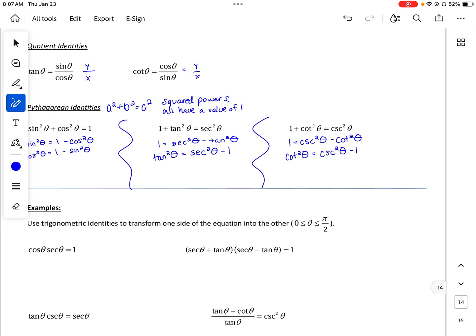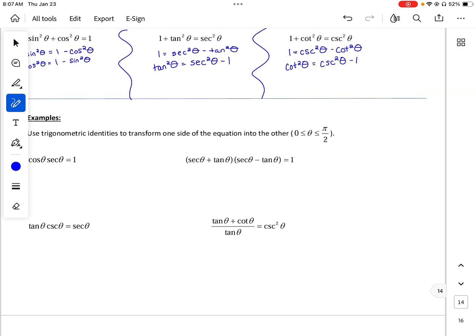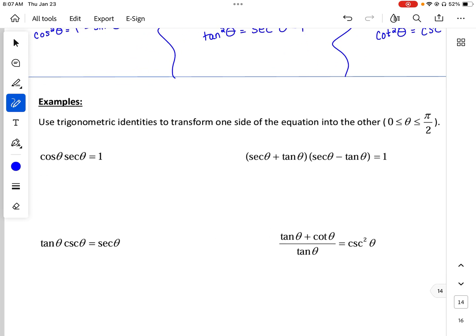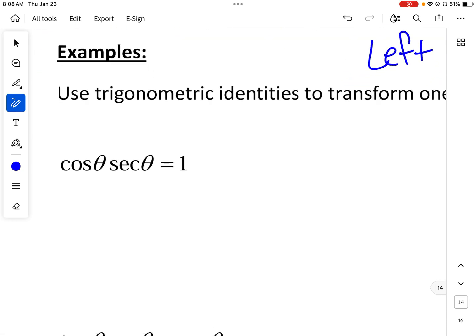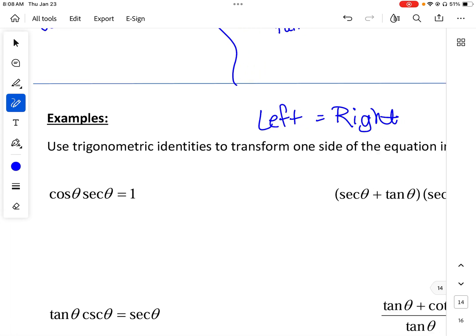So it says use trig identities to transform one side of the equation into the other. So what we want to do is prove that the left side equals the right side by rearranging, by exchanging, and by replacing. So let's look. Cosine times secant equals 1. So if we look at our identities, usually I want to replace for sine and cosine. So if we can, we want to put it in terms of sine and cosine.